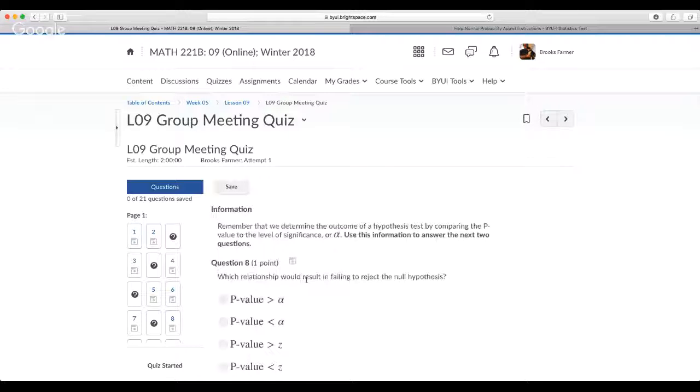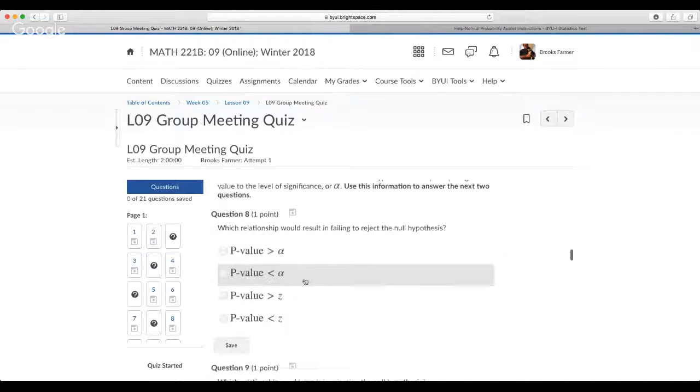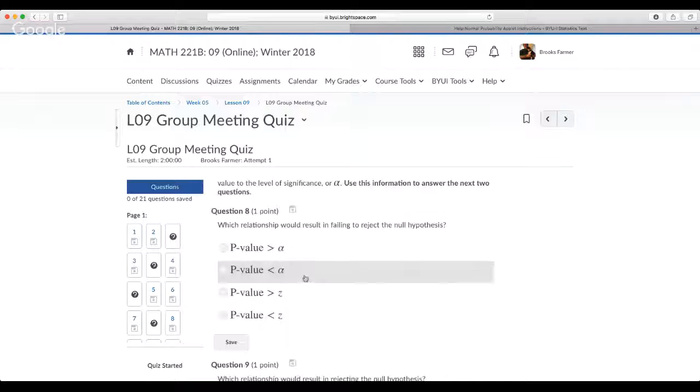Remember that we determine the outcome of a hypothesis test by comparing the p-value to the level of significance, or alpha. Which relationship would result in failing to reject the null hypothesis? It's A, because alpha is your level of significance. If your p-value is greater than alpha, then you fail to reject the null. Failing to reject, yes.